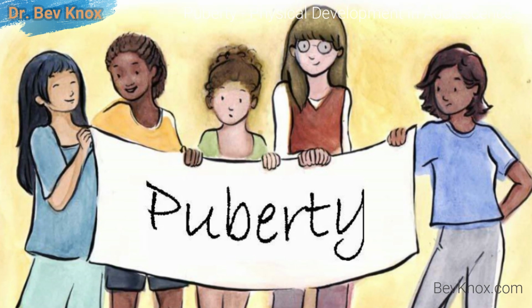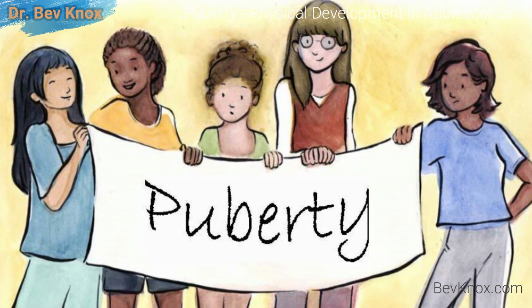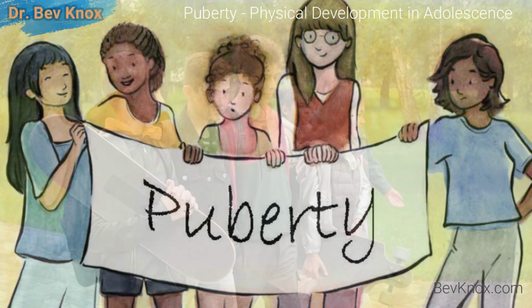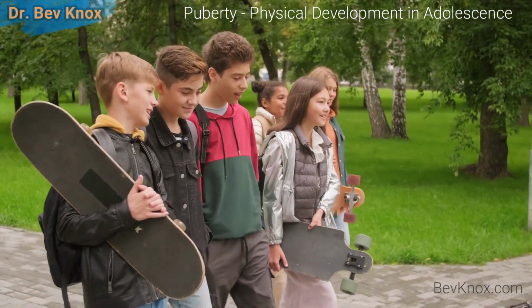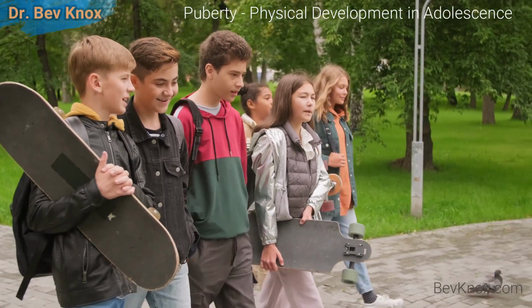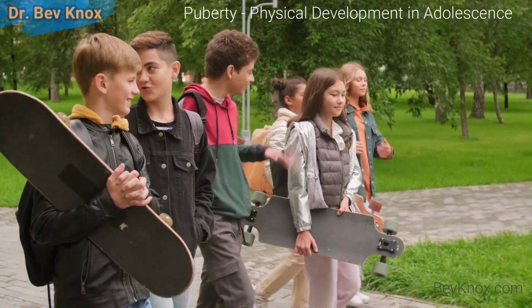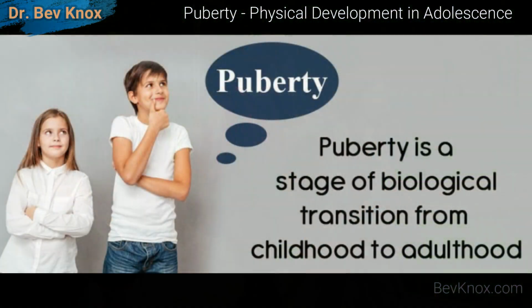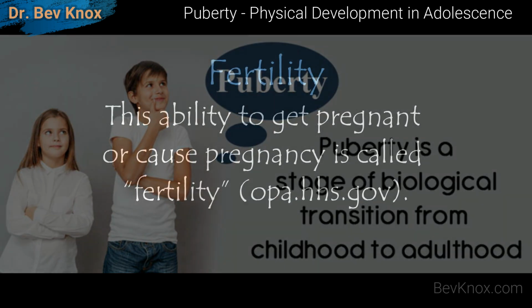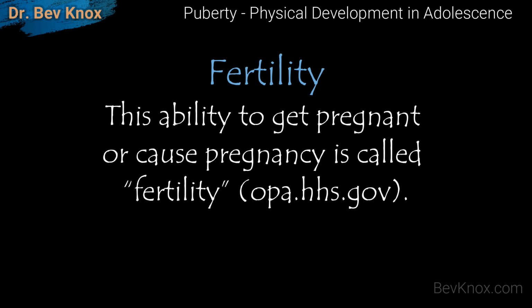This process stems from the release of certain hormones, which are chemicals in the brain. These hormones released are the same in all adolescents, but differences in hormone levels lead to different results in both males and females. The physical changes in adolescence shift them from their childhood bodies to their adult bodies and give them the ability to get pregnant or cause pregnancy. This ability to get pregnant or cause pregnancy is called fertility.